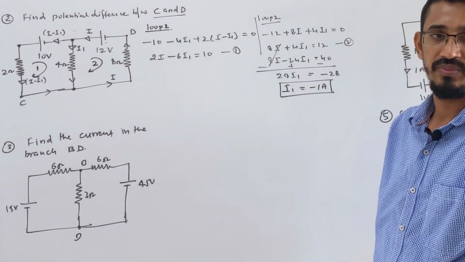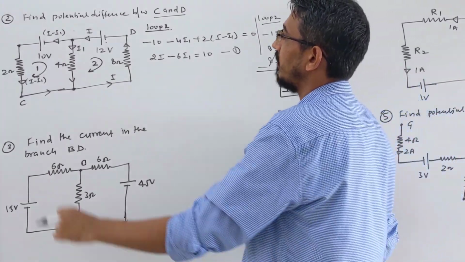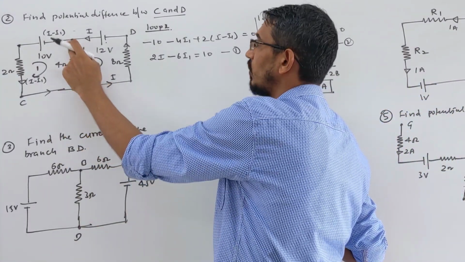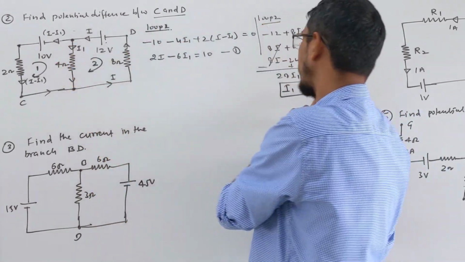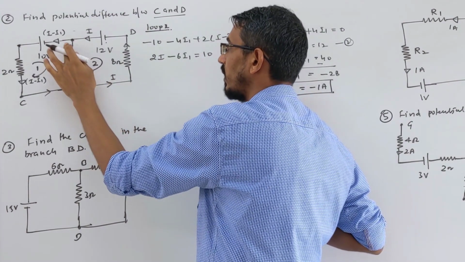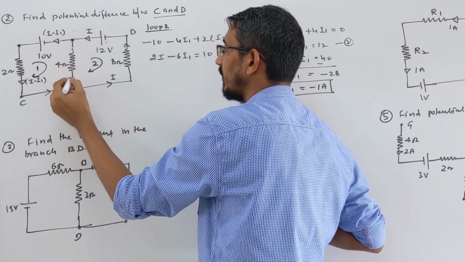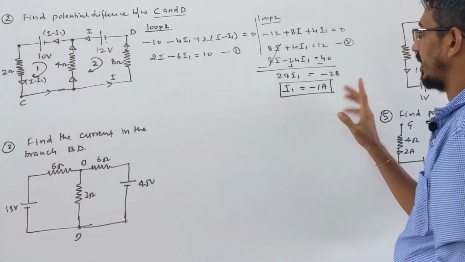So focus here. First we got negative. Magnitude is 1 ampere, but negative means what direction of I1 we are writing here? Like this one, downward. So this current is not flowing downward. You have to change it now. After you find the answer here, you have to change the direction of current. I assumed that it is flowing downward. No, this current is flowing upward. That's the meaning. So you have to correct it in the circuit now.